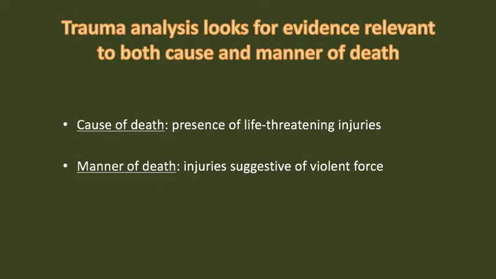Okay, so trauma analysis looks for evidence related to both of these. For cause of death, you would be looking for the presence of life-threatening injuries, and for manner of death, you would be looking for injuries suggestive of some kind of violent force.